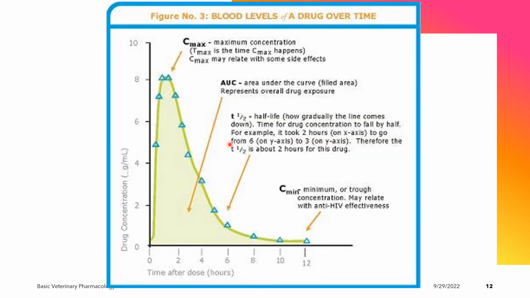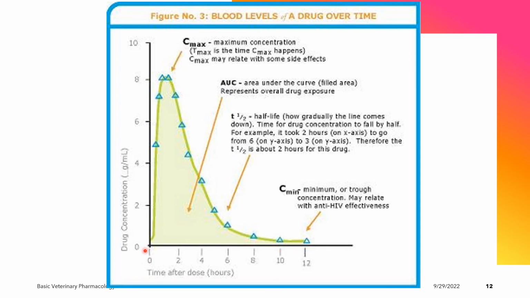So this is another representation of the area under the curve concept of pharmacokinetics that we used a while ago in describing the absorption and elimination rate of our enteric coated drugs. Again, the y-axis represents our drug concentration, and the time after dose in hours is represented on the x-axis.